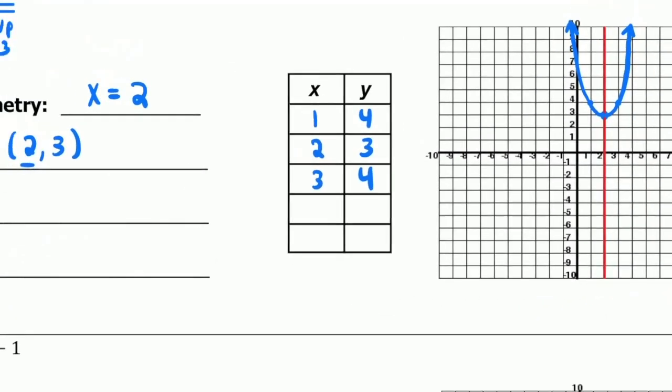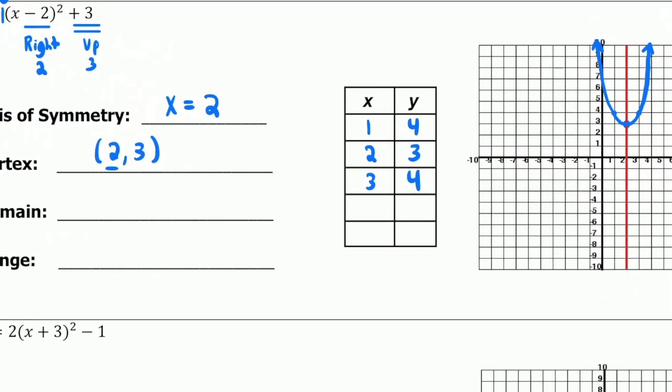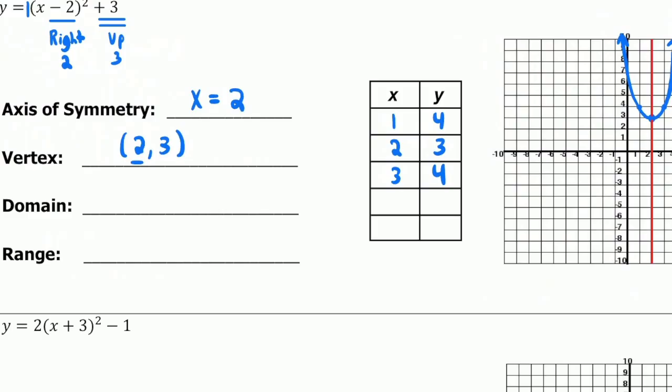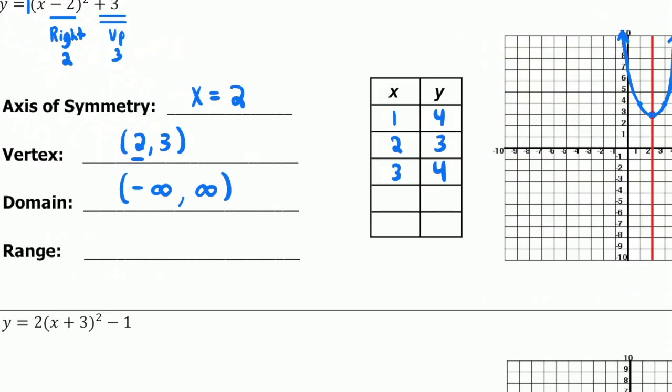Lastly, I'm going to do my domain and my range. Again, we talked about this already, but the domain for all quadratics is going to be from negative infinity to positive infinity, because they're going to go on infinitely to the left and to the right. And then for my range, since I have a minimum value here, I'm going to start at that minimum value, which is, in this case, positive 3 at the y. And then it's going to go up forever, so it's going to be 3 to infinity.